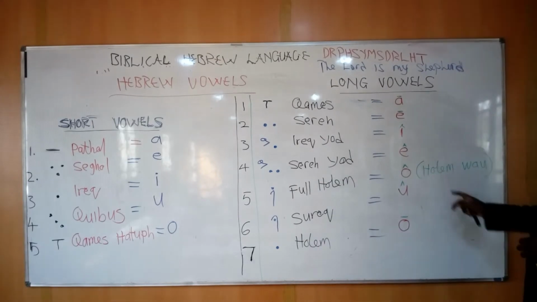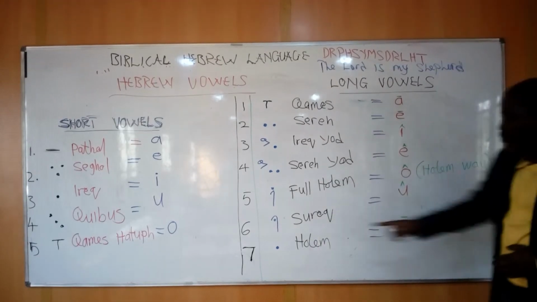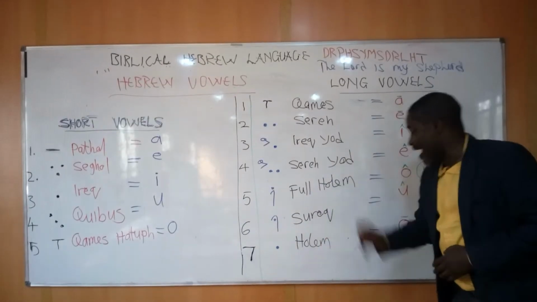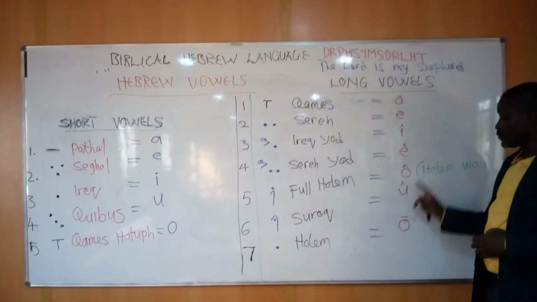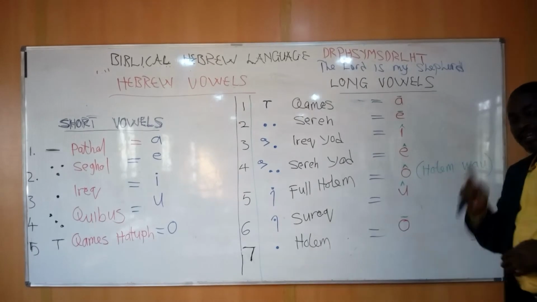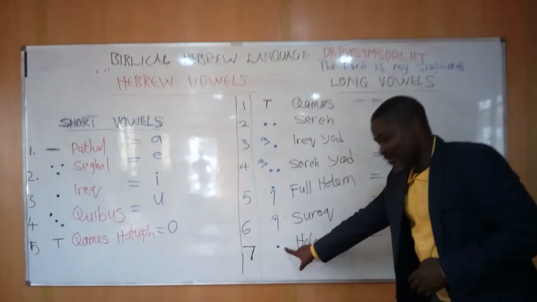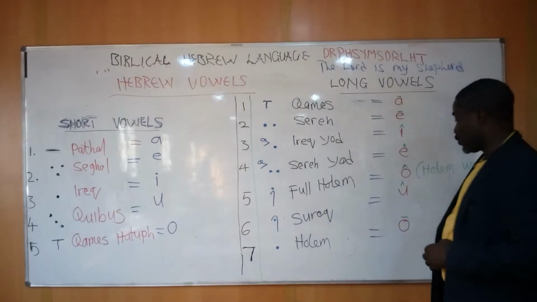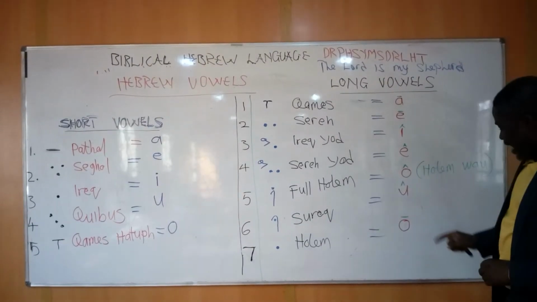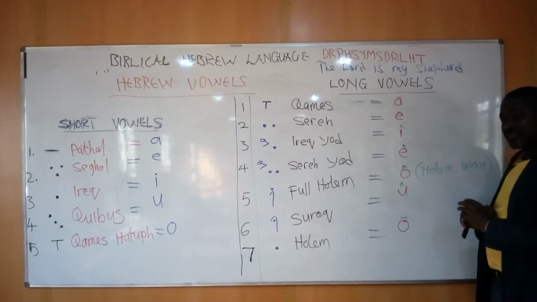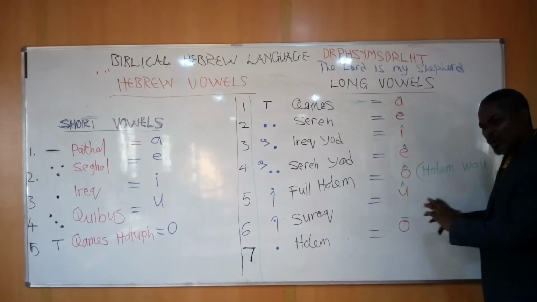Some people prefer to call it olem waw. That is the olem and the waw. Then the next one is shureq, which is also a long vowel. Then the final one, the seventh vowel, is olem, which some people prefer to call short olem. And the green sign under it shows that it's a short vowel, not a long vowel.